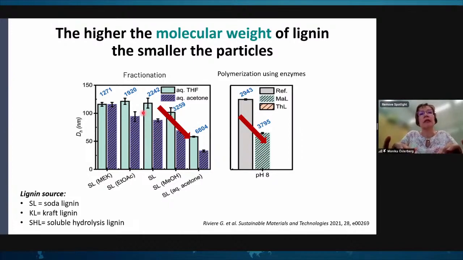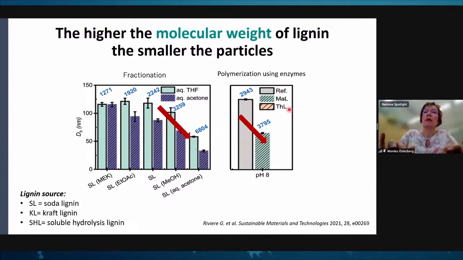So not to go into details here, but if you, for example, look at this one here, the soda lignin, it has a molecular weight around 2000. Then if you fractionate with aqueous acetone, we have a higher molecular weight here of 7000. And if we compare these, we see that their size almost decreases to half. So this is quite clear that the molecular weight is affecting the size, so that the higher the molecular weight, the smaller the particle size.